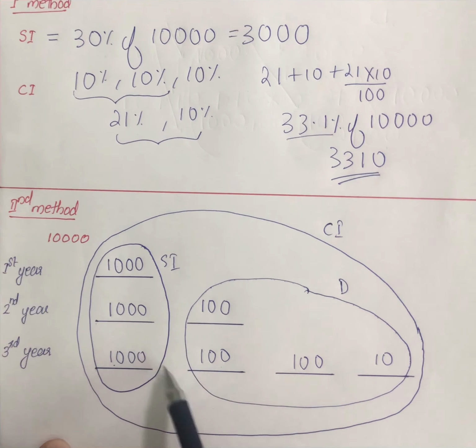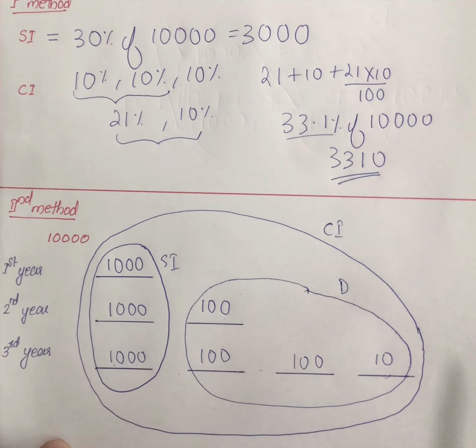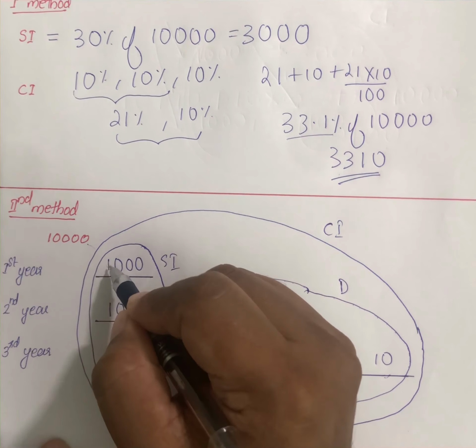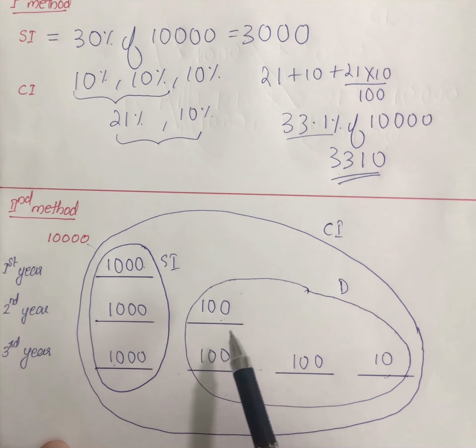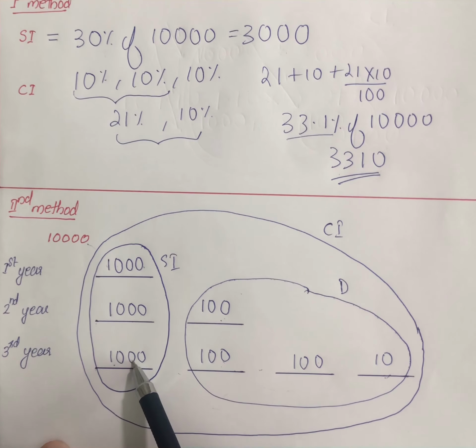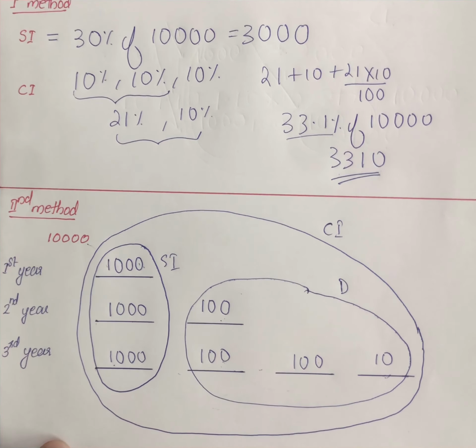So totally 3,000 is the SI, 310 is the difference. So totally 3310 will be the CI. So I repeat, first year 10% of this, second year 10% of the principal and 10% of first year's interest. Third year 10% of the principal, 10% of this, this, and finally this.